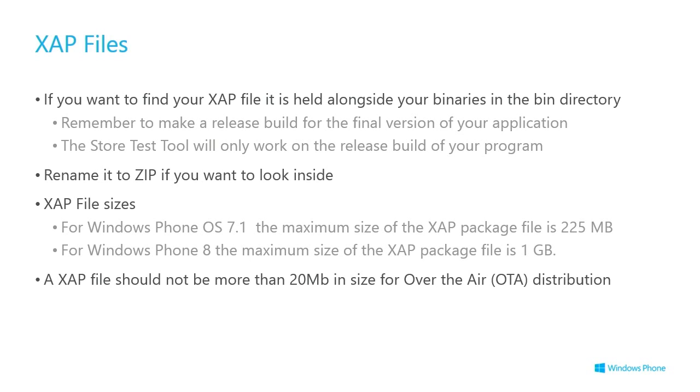But XAP files will only be sent over the air, so over a cellular data connection, if they're under 20 megs. So anything bigger than that, the user can still buy it, obviously, from the store, but they'll get a message saying attention required, and you need to connect to a Wi-Fi network, and then it will complete and download the rest of this outsized XAP file for you.